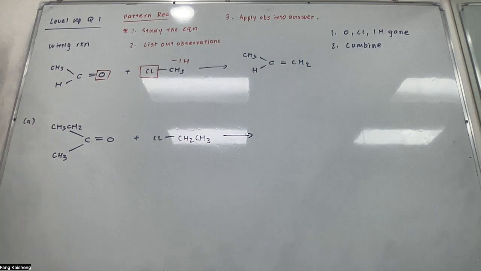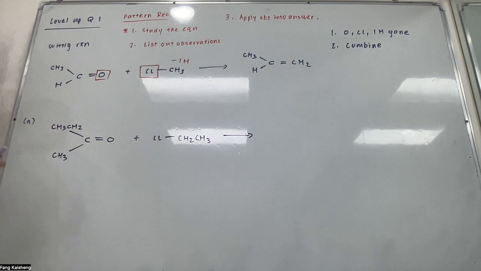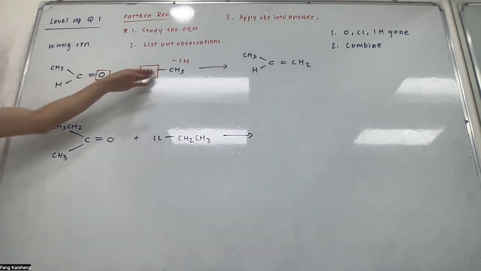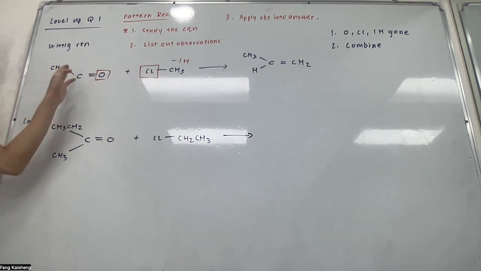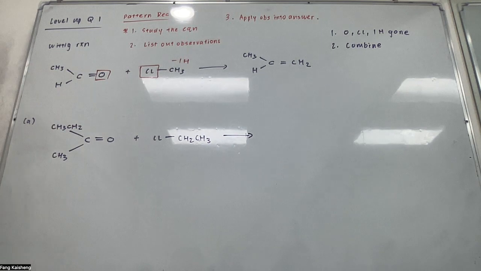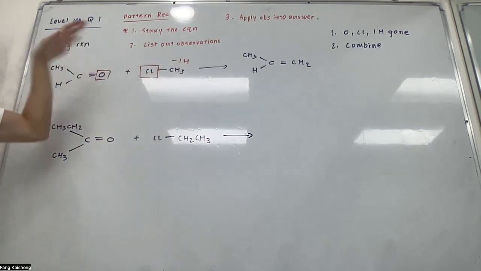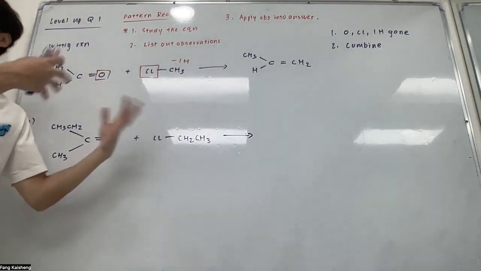Okay, but let's try to interpret a bit. When you remove the O and Cl, how come you still need to remove 1H? Why do you need to remove that 1H? Can't you just combine these two together with a double bond? Why can't CH3 form a double bond with this C? Yeah, C cannot have 5 bonds, right? That's why they remove the H. So even though we are learning a completely unknown reaction, some things still need to make sense.